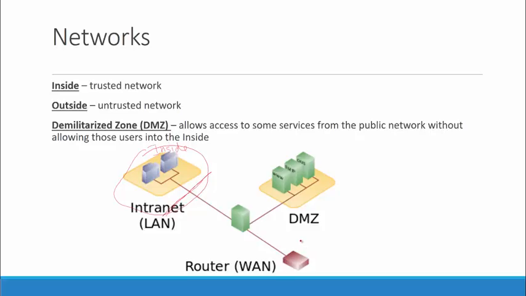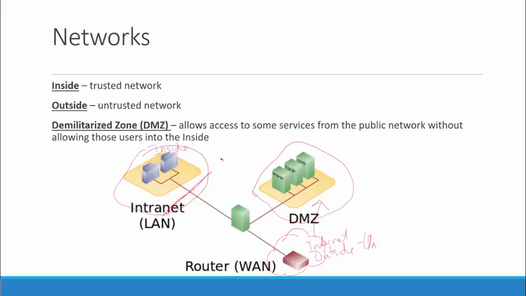And then we have the outside, usually some sort of public network, the internet, right? Outside. And then we have our demilitarized zone. So our inside is our trusted network. Our outside is our untrusted network. So it's untrusted. Our DMZ will allow some access to servers from this outside or public network without allowing those same users to get into our inside network. Because again, this is what we're trying to protect.